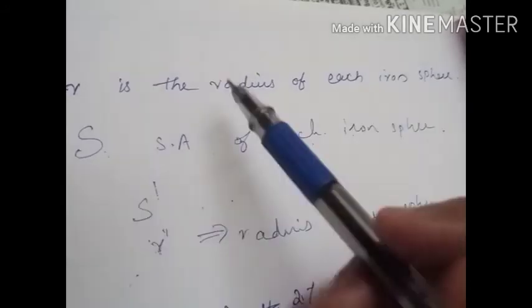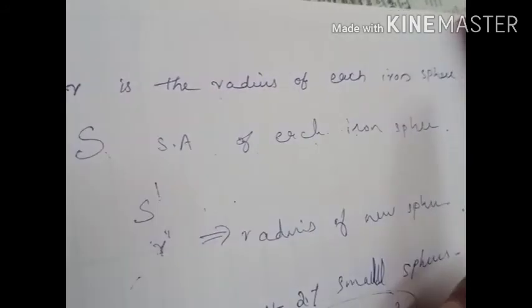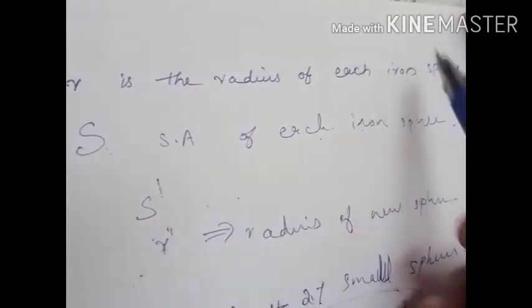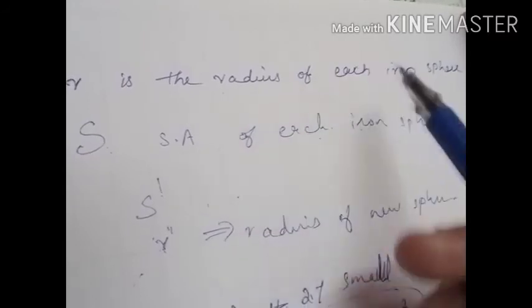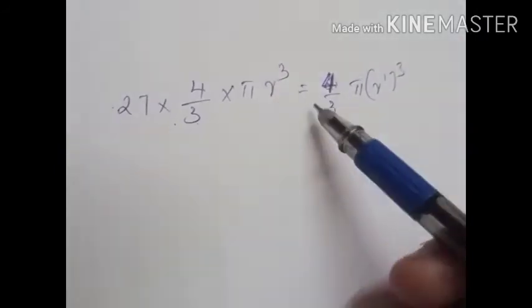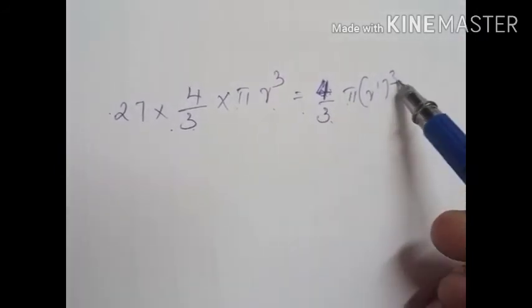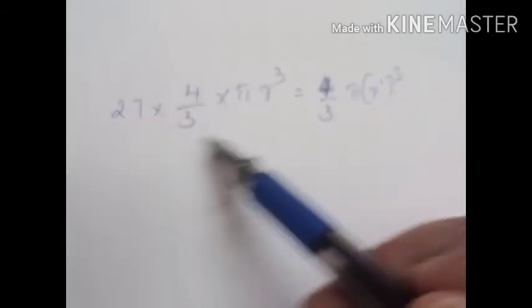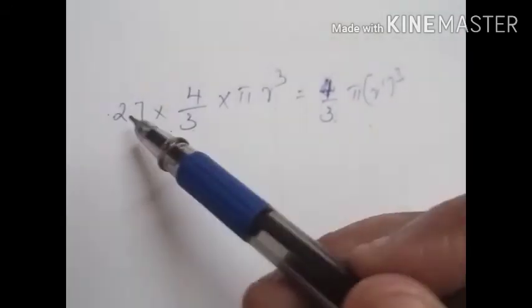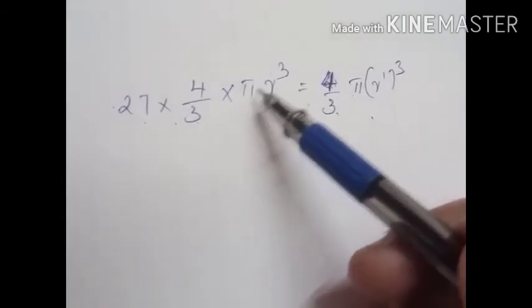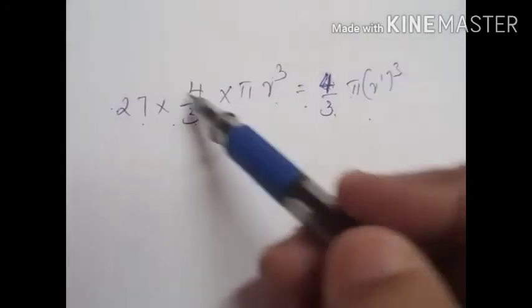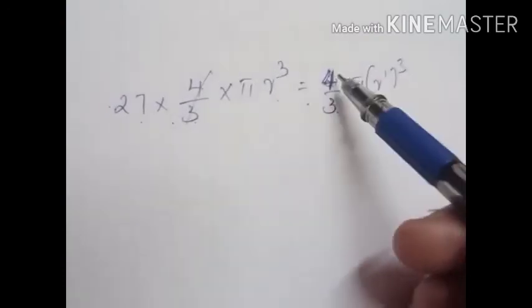Okay, so here when these 27 small iron spheres melted and formed a new sphere, it means the volume of these 27 iron spheres equals the volume of the new sphere. So 27 into 4 by 3 pi r cube is equal to 4 by 3 pi r dash cube, because 27 small spheres melted and formed this new sphere. Then we can cut the common factors.